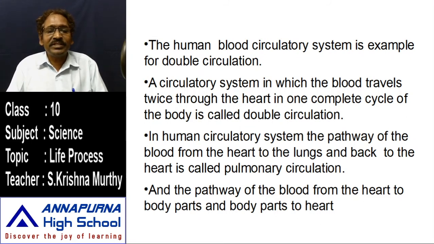A circulatory system in which the blood travels twice through the heart in one complete cycle of the body is called double circulation. What is meant by double circulation? A circulatory system in which the blood travels twice through the heart in one complete cycle of the body is called double circulation. So our heart receives blood twice, to pump it all over the body parts and to receive it once again into the heart.